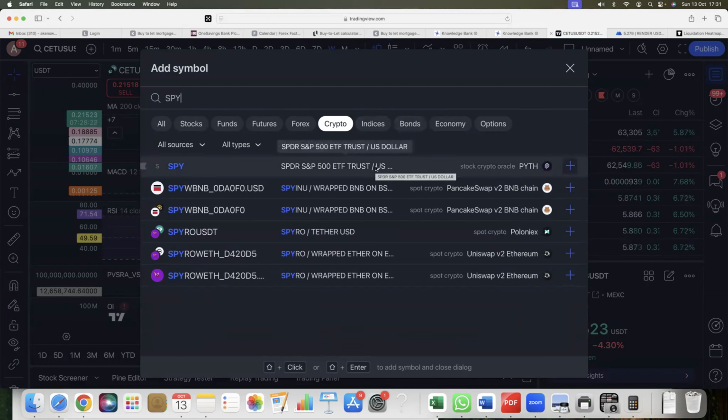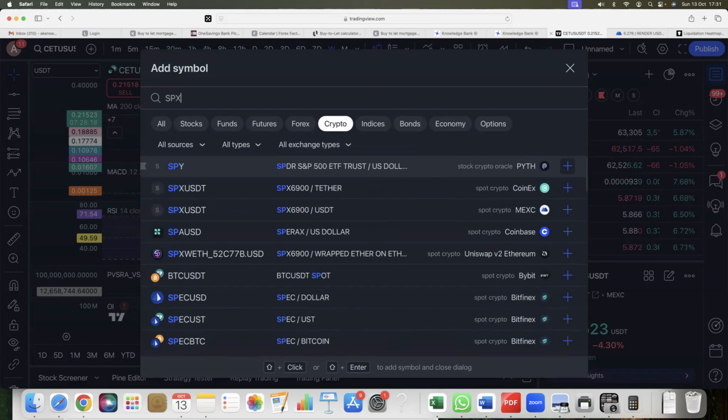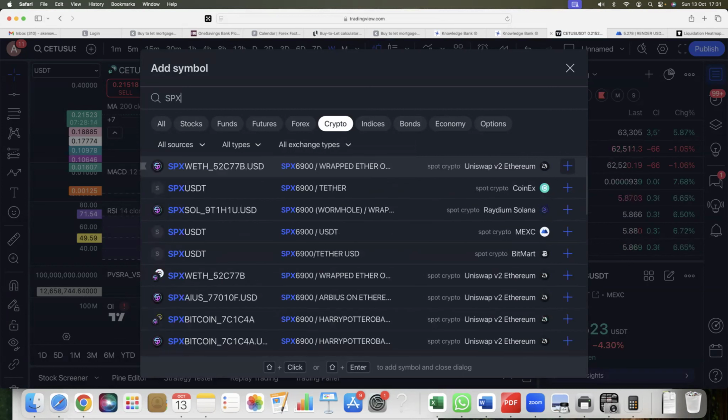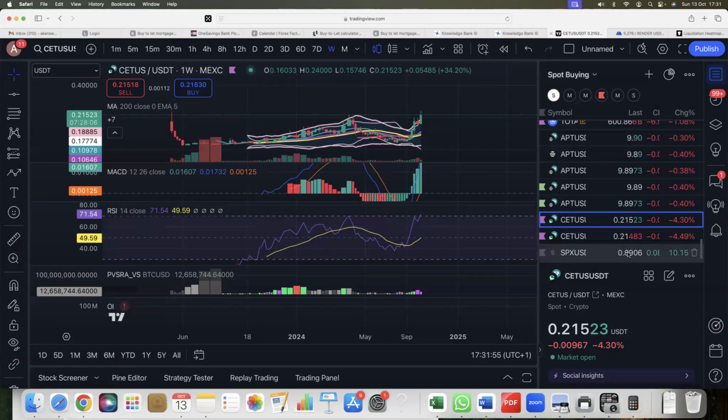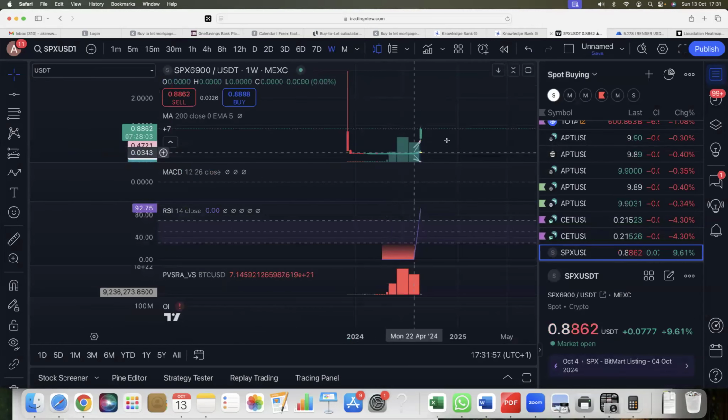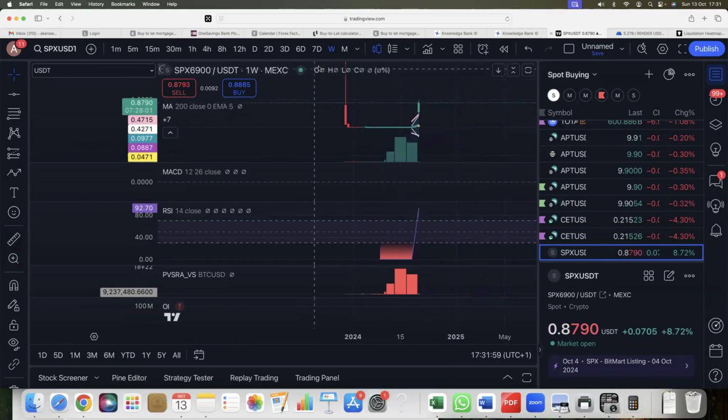This one. What is it? SPX? Let me have a look. It's been going up and down crazy. Oh, SPX, this one here. SPX, yeah. SPX 6900. Wow.